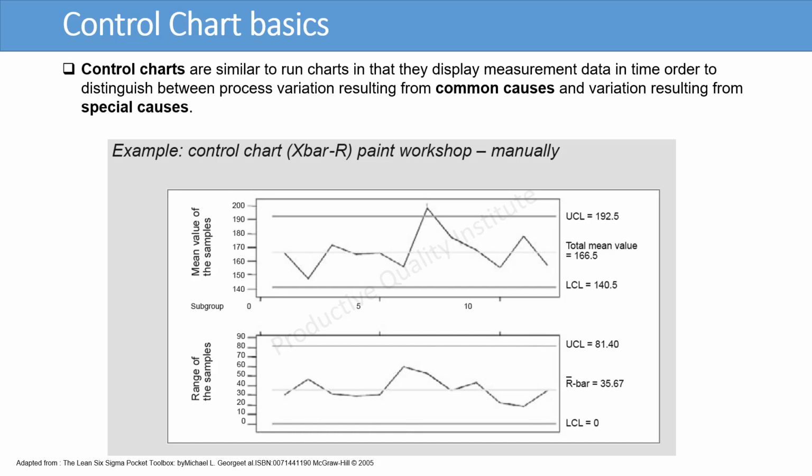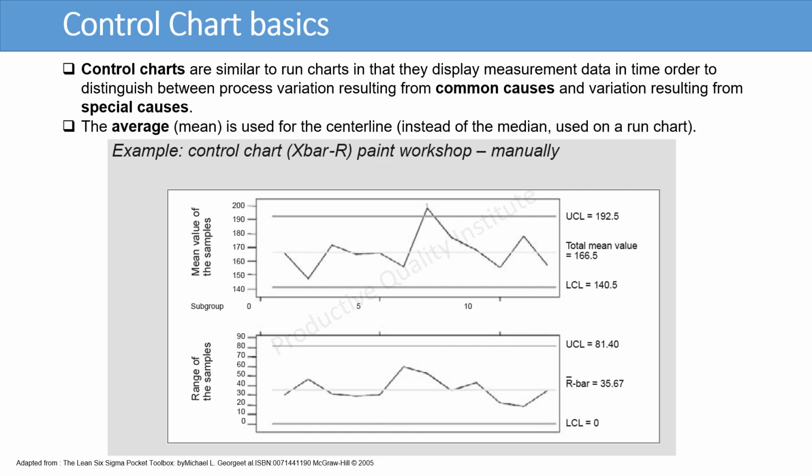Control charts are similar to run charts. They display measurement data in time order. However, they are used to distinguish between process variation resulting from common causes and variation resulting from special causes. The average, the mean, is used for the center line instead of the median used on the run chart.